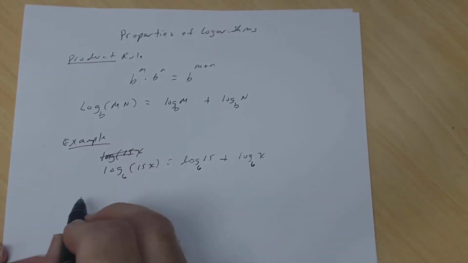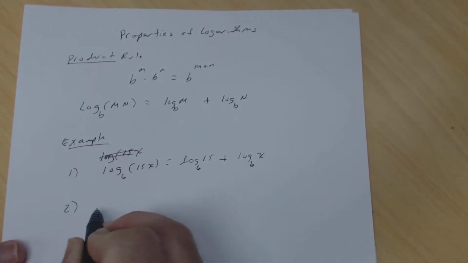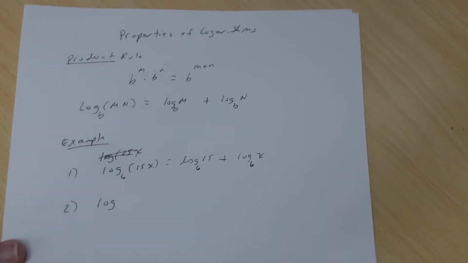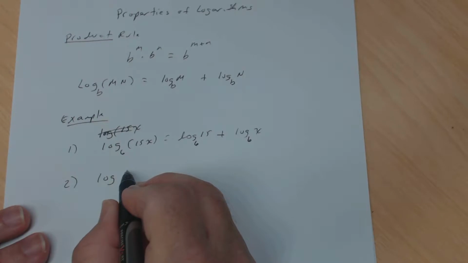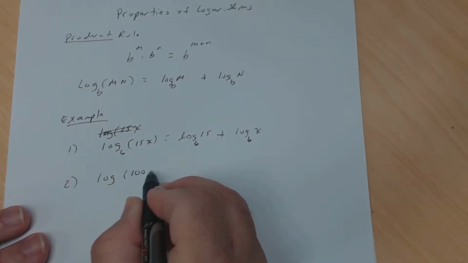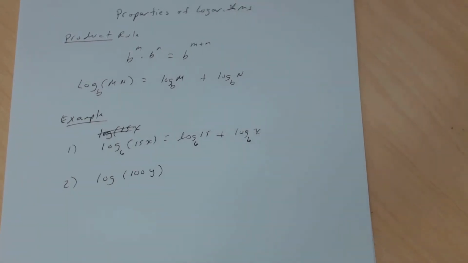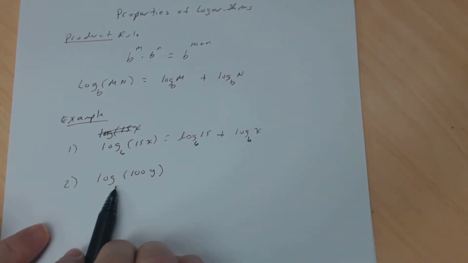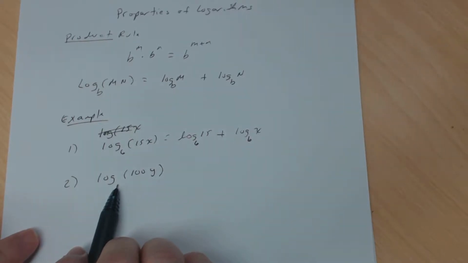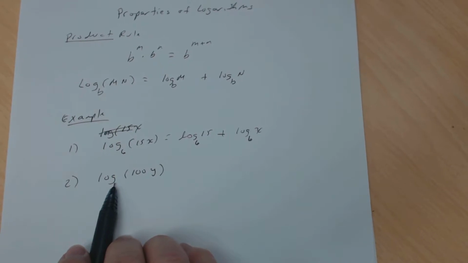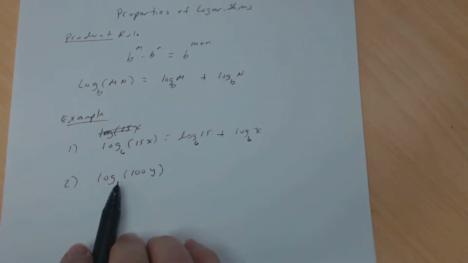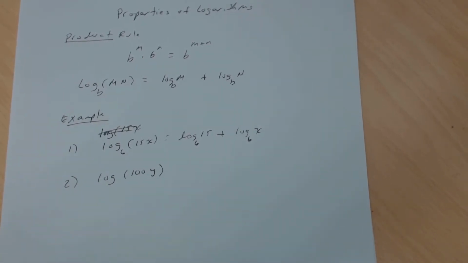Now, there's something else you got to remember. So I'm going to call this number 1, and I'm going to call this number 2. If you have the log of, let's say 100y. Okay, so the log of 100y, now remember there's no base there, it's understood to be 10. So if there's no base, it's understood to be 10. So remember that's called your common logarithm.